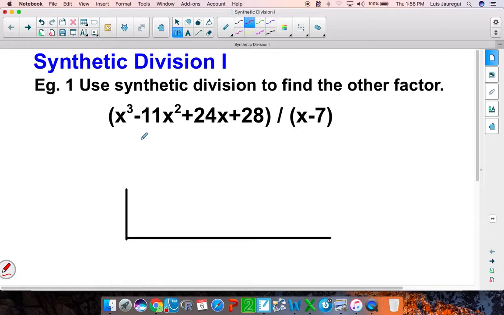Let's go ahead and take a look at our first example. Use synthetic division to find the other factor. We have x cubed minus 11x squared plus 24x plus 28, all divided by x minus 7.